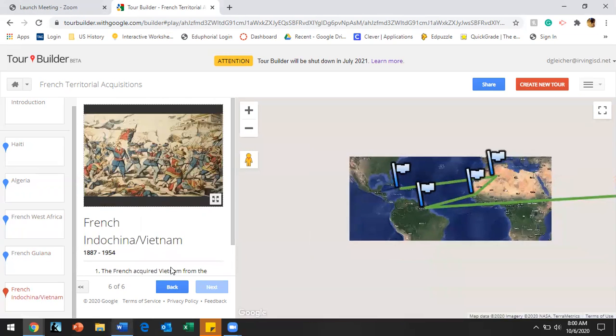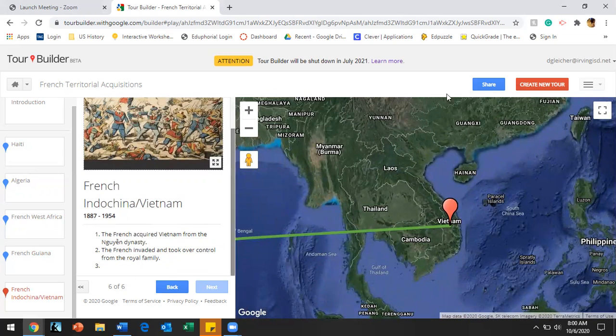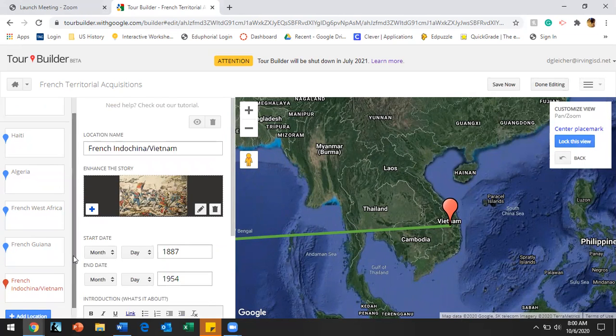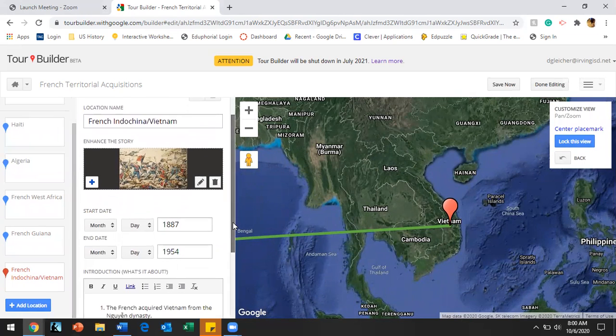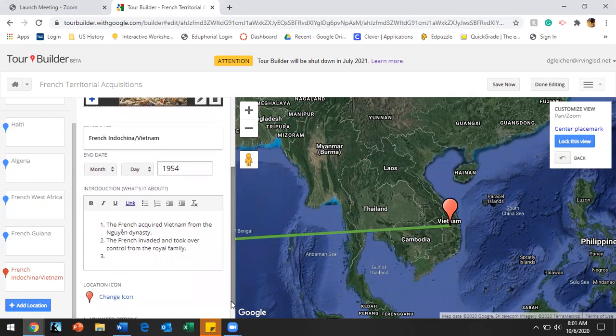But let's get down here. So, guys, I started going through this, but let me show you what this looks like. You're going to have the location name. You're going to type in the country. It will find it on the map, and then you will put a pin there. You're going to add your picture using this little plus sign. You've got your dates. If you can find the month and day, that's awesome. But really, I just need the year.